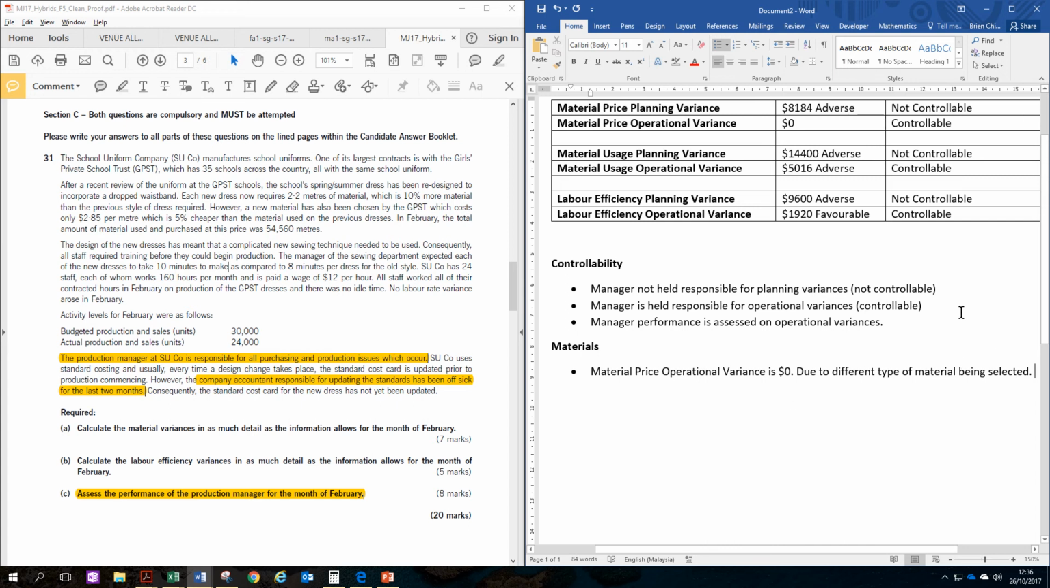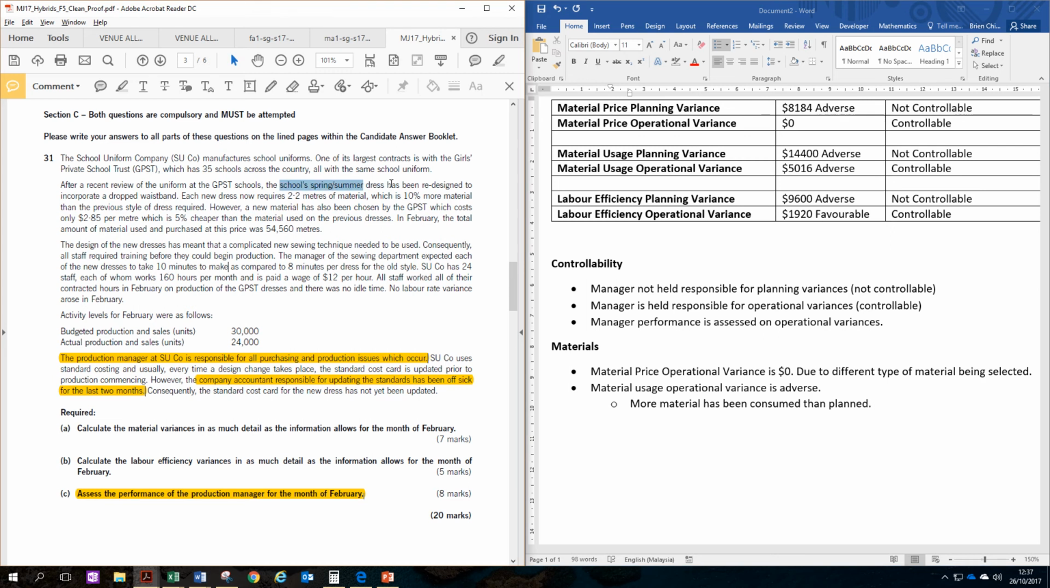Okay. And if you go down, the material usage operational variance is adverse. Why would it be adverse? Now, the reason it's adverse is because somehow more material has been consumed than planned. Now, there could be a few issues for this. They did say that it is a new design. The school spring summer dress has been redesigned to incorporate a drop waistband. So probably they have their material planning during usage. You know, they need to cut and things like that. Maybe they are not so well used to it. Maybe the material comes in a different size.